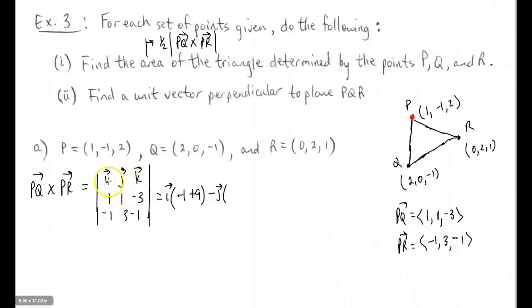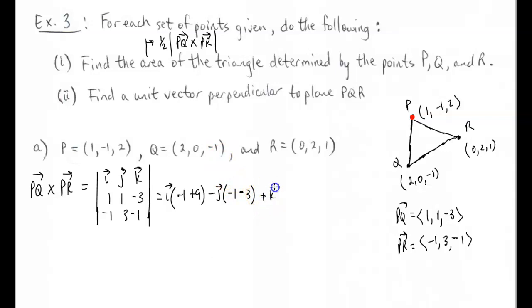Take out the middle column in the top row. 1 times a -1 will give us -1, minus -1 times a -3. Of course, the negative times the negative is a positive, but we still had a minus there, so that will give us -3 here.